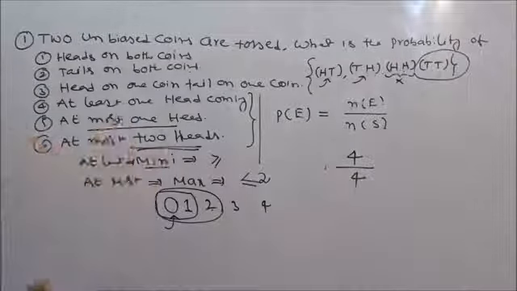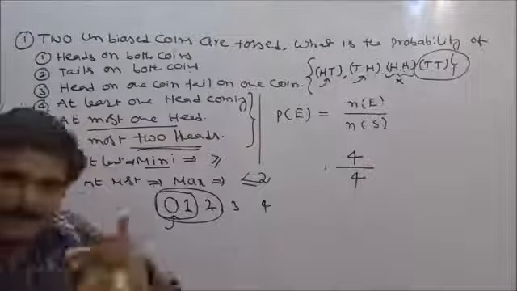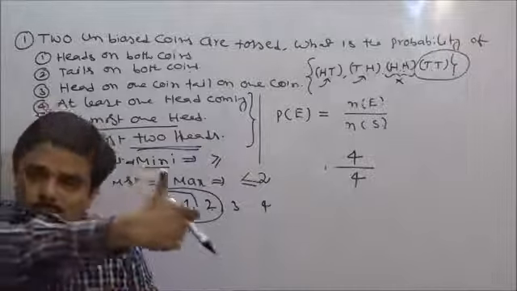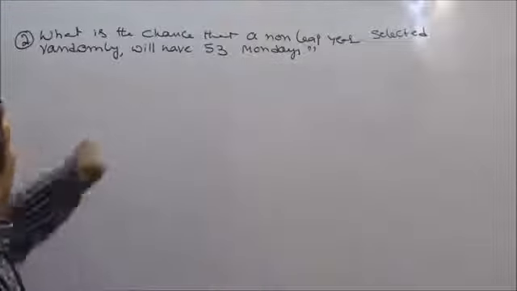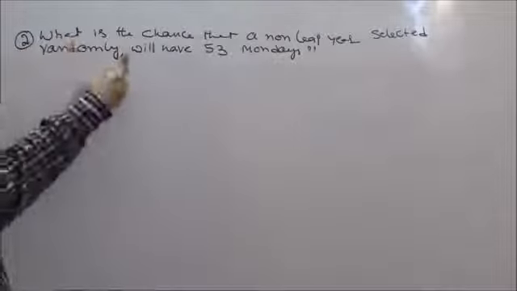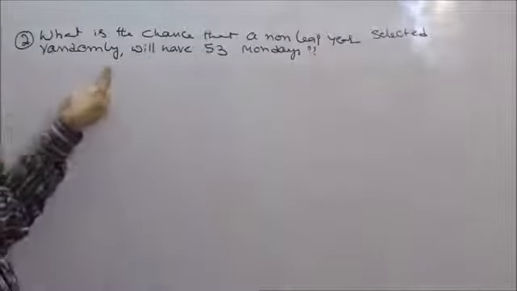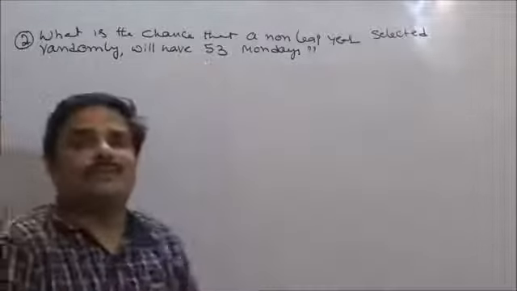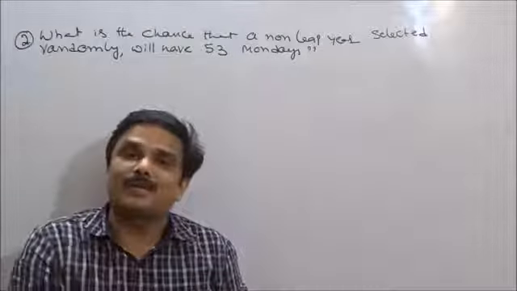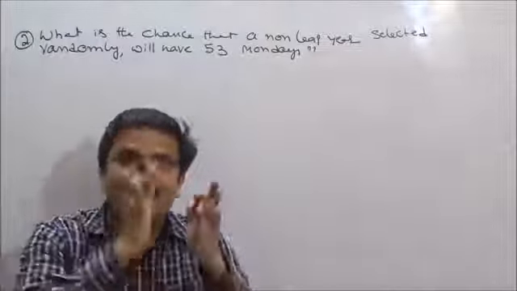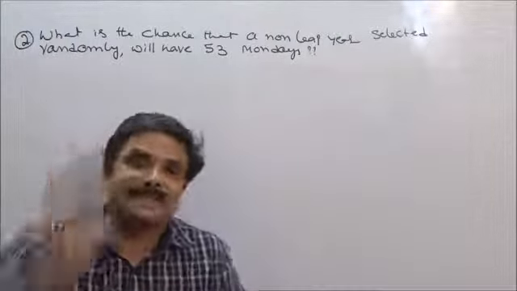Just make a note of this one, alright, and try to get this basic question properly so that I can further go slowly. I'll just take up the second question, students, in your papers. First, read the question. What is the probability that a non-leap year selected randomly will have 53 Mondays? Simple question this one, right?